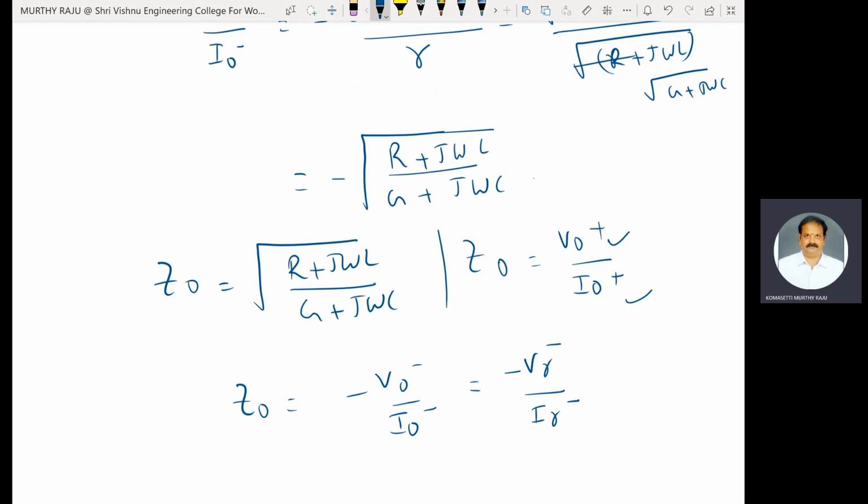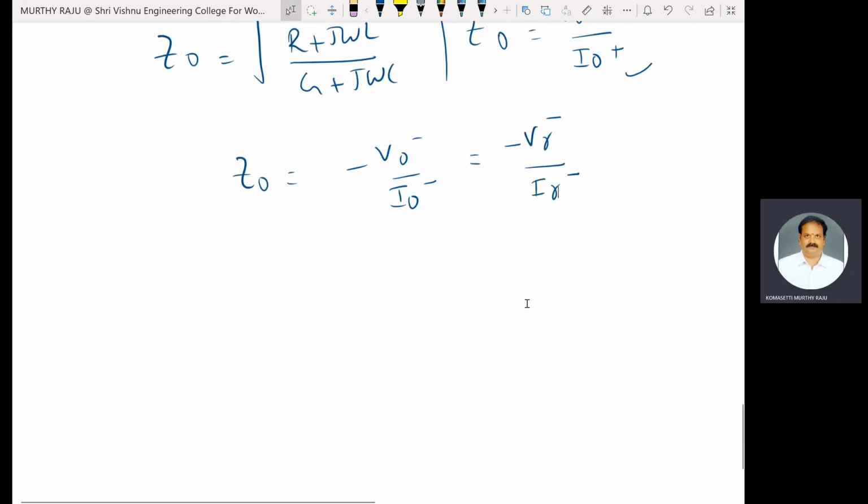Next one, propagation constant, gamma. Gamma is the propagation constant.